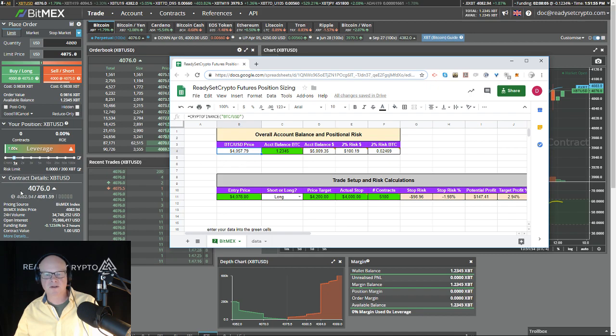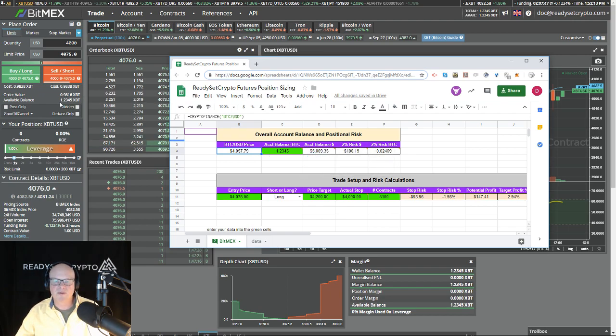Right now, we can look at the contract details. XBT USD is 40.76 right now. And at this point, this plugin is showing that it's about 40.60. So we're within about 20 bucks, and that's close enough.